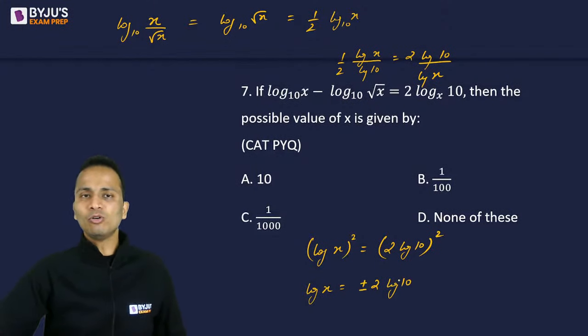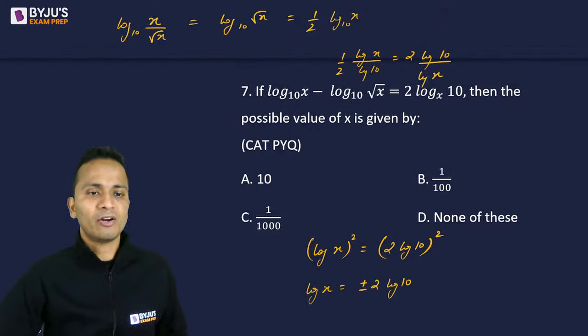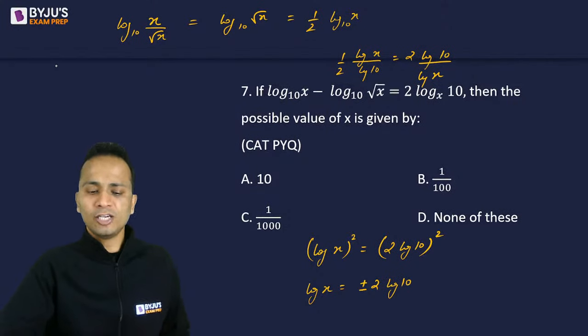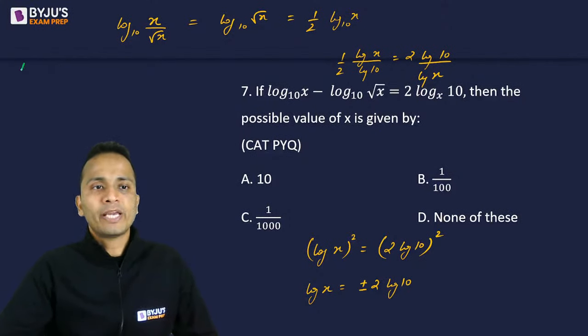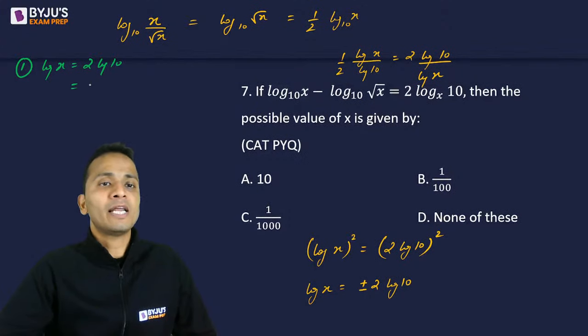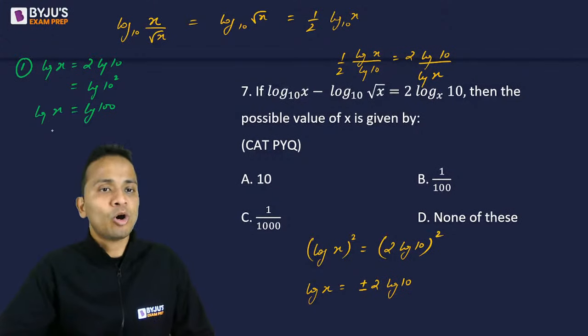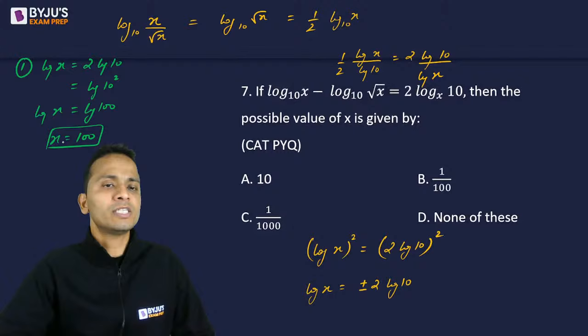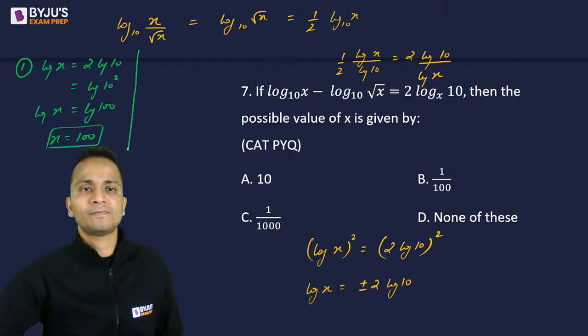Right? Now there will be two different cases. I'll write it with a green color on the left hand side, top left side. So case number 1, अगर log x it is equal to twice of log 10. Now twice of log 10 can be written as log of 10 square, which is equal to log of 100. So if log x is equal to log of 100, the value of x will come out to be 100. So this is one value of x.